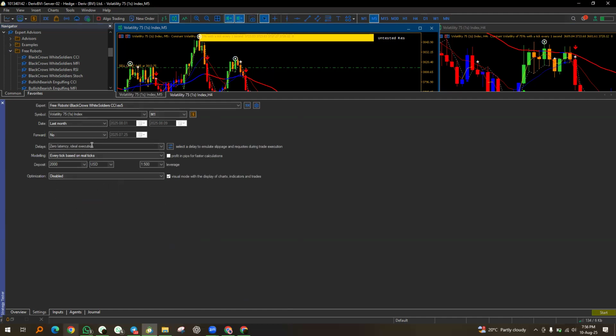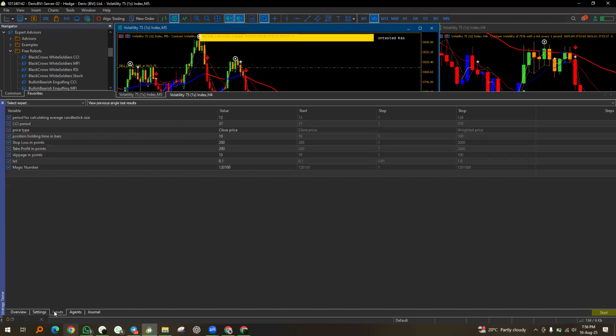This is not even ideal. Don't change anything here. At the moment, don't change anything because you're not testing a proper robot. Because for the robot, you have to go in the inputs. You put your lot size. You put everything which you need there.